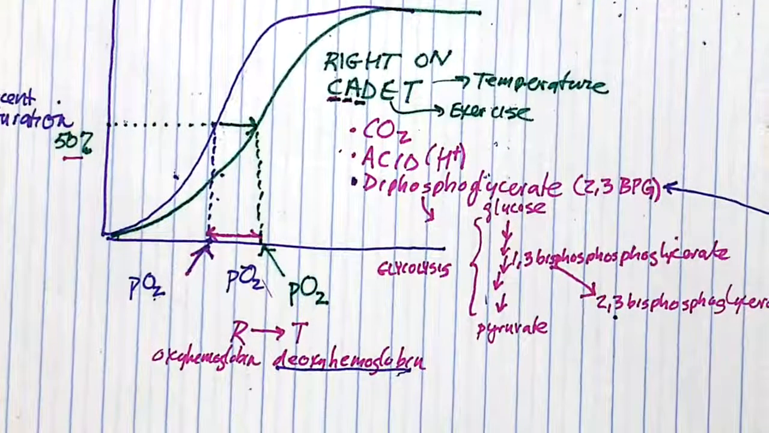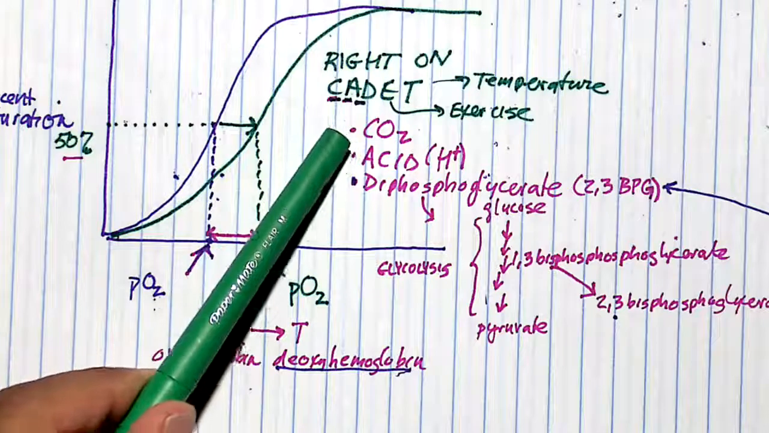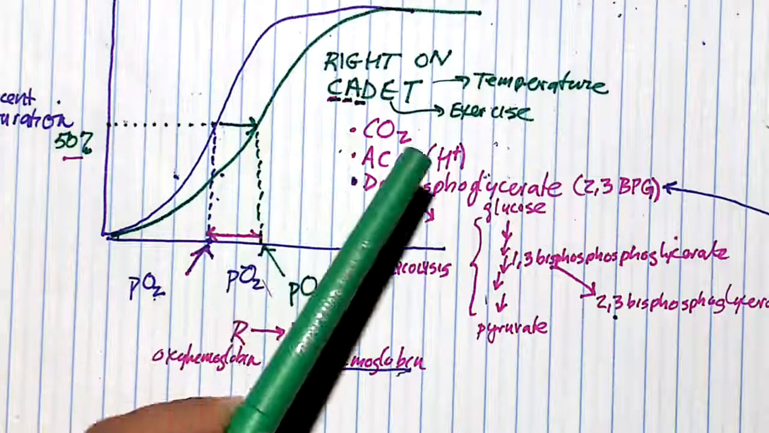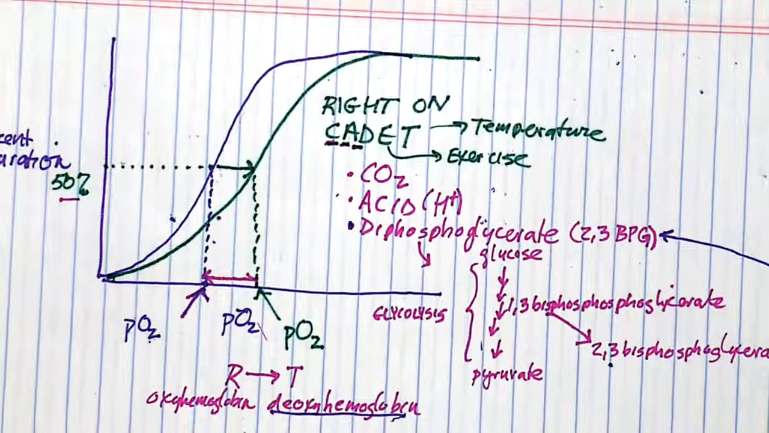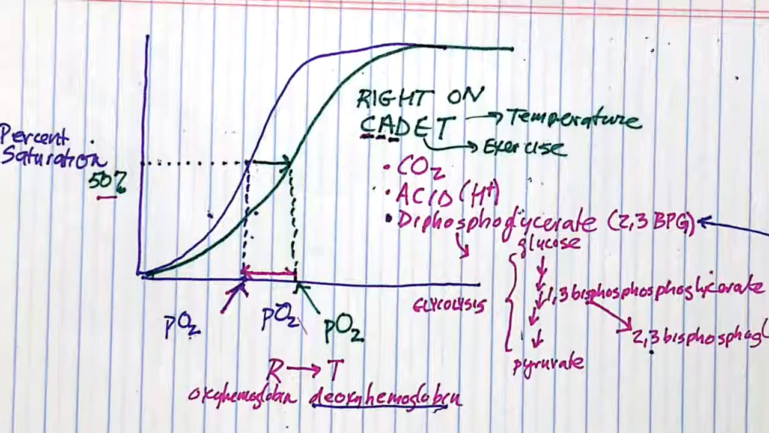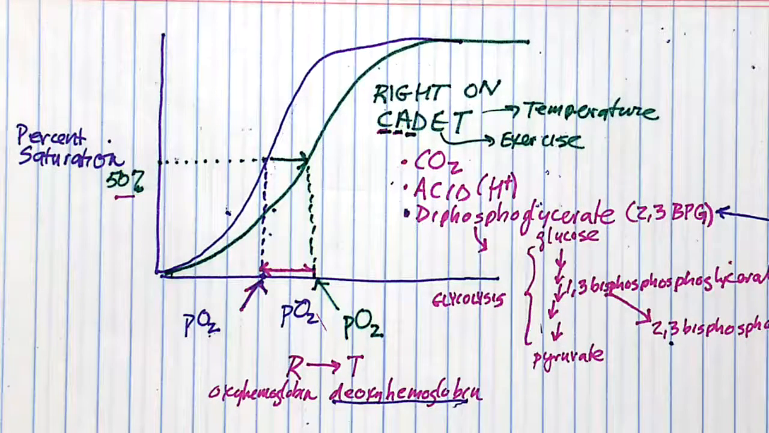So this is a classic example of allostery. You notice molecules, CO2, H+, and this one, diphosphoglycerate, are coming in and influencing oxygen binding. They're influencing oxygen binding. This is called allostery. You could have positive allosteric effectors. You could have negative allosteric effectors.